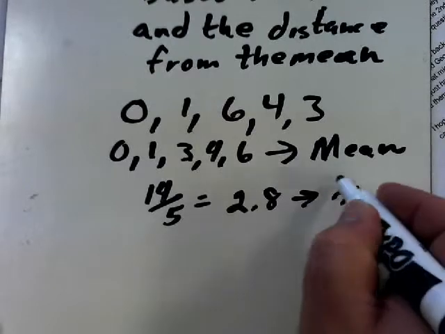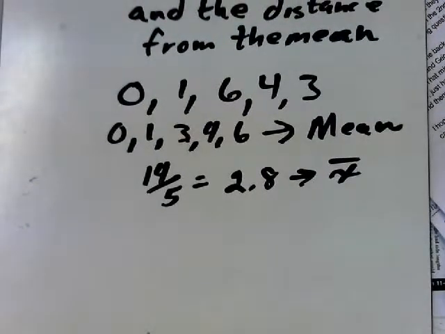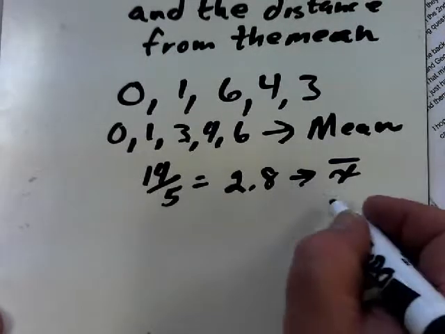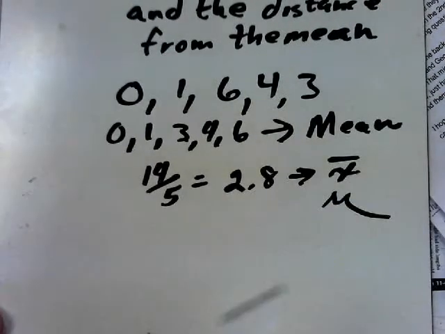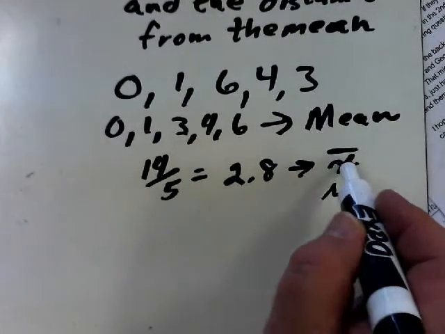Symbolized, the mean is either an X with a line over the top of it, which means mean, or a Greek letter called mu. So if you're looking in a statistics book, they may use this, but it means the mean.